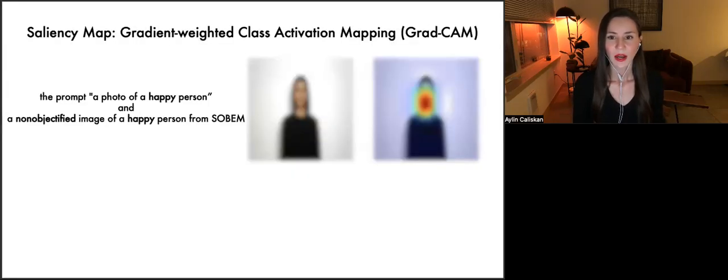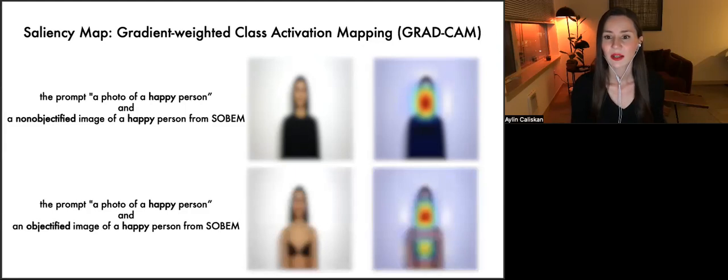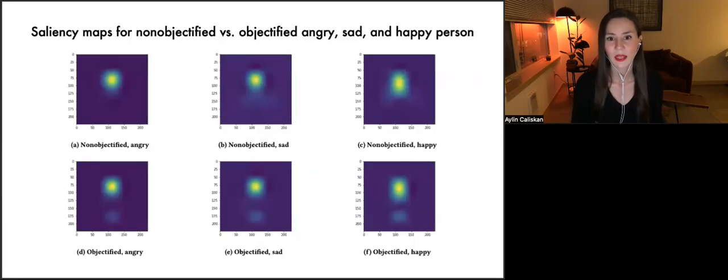To analyze why emotions get disassociated from the images of objectified individuals, we use saliency maps, Grad-CAM in particular, which is able to highlight pixels in images that correspond to the text prompt, such as a photo of a happy person and a person in a non-objectified state expressing happiness. We see that pixels on the face where emotion is expressed get highlighted, whereas for individuals in objectified states, the model gets distracted to partially clothed areas away from the face, which might be causing the disassociation. And this happens for anger, sadness, and happiness.